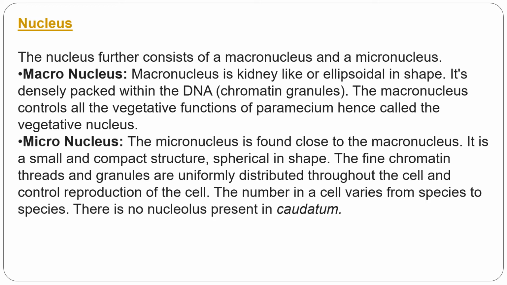And micronucleus is found close to the macronucleus. It is a small and compact structure, spherical in shape. The fine chromatin threads and granules are uniformly distributed throughout the cell and control reproduction of the cell. The number in a cell varies from species to species. There is no nucleolus present in Caudatum.